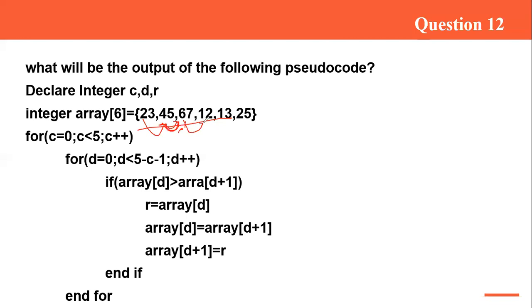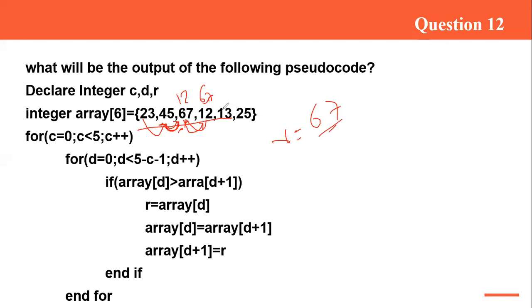Is 67 greater than 12? Yes. As it is true, what are you doing? You are setting R equal to AR of D. That means you are copying 67, so R is equal to 67. Then AR of D is equal to AR of D plus 1, so 12 is copied in the place of 67. Here it becomes 12. Then AR of D plus 1 is equal to R. What is R? 67. So here it will become 67. I hope you are able to see, the largest number is moving towards the end.